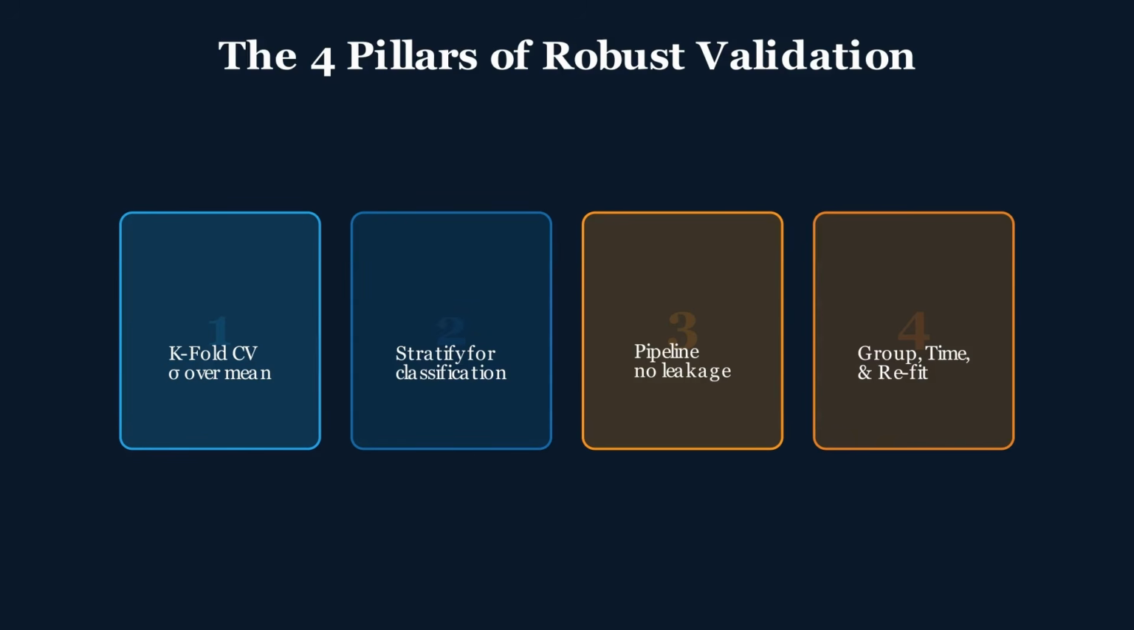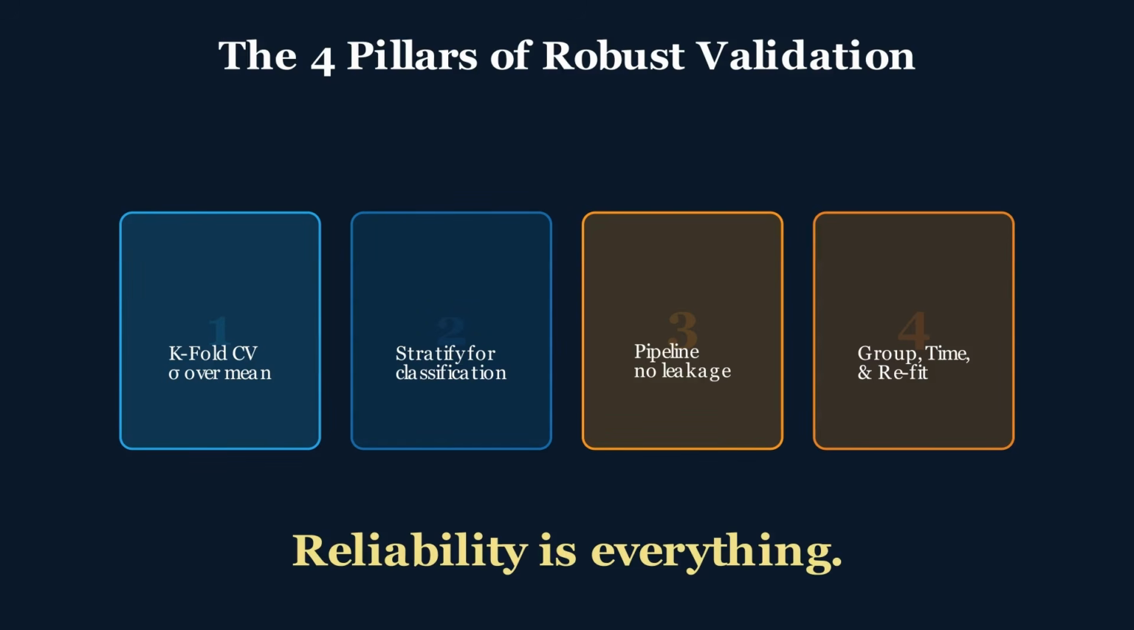And if you want a tool that enforces all 4 of these pillars for you, check out Skore. Your job as a data scientist isn't to find the highest accuracy score, it is to find the most reliable one. Because in production, reliability is everything.